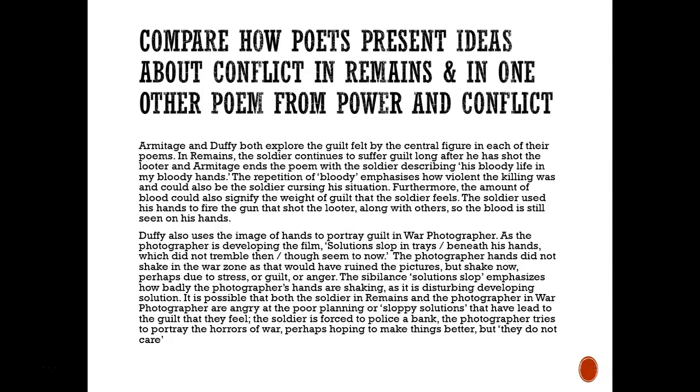It is possible that both the soldier in Remains and the photographer in War Photographer are angry at the poor planning or sloppy solutions that have led to the guilt that they feel. The soldier is forced to police a bank, the photographer tries to portray the horrors of war, perhaps hoping to make things better, but they do not care. I'm trying to push it a bit by saying that they're both angry because the solutions to conflicts, the solutions to wars, and the solutions and plans in Iraq were both faulty or sloppy, which led to the soldier and the war photographer being put into positions they didn't want to be put into.